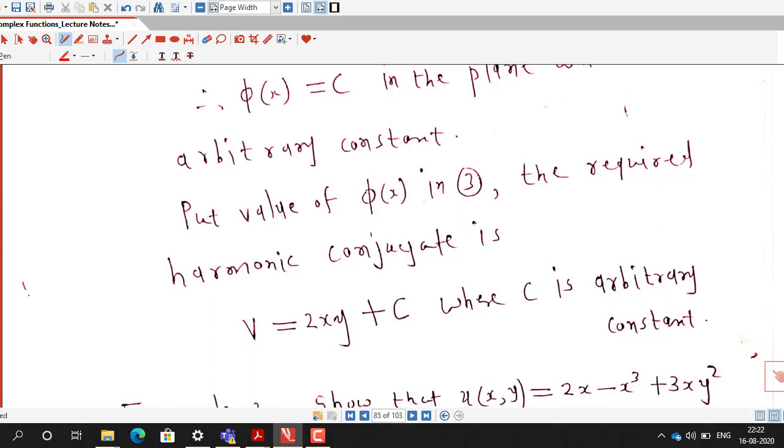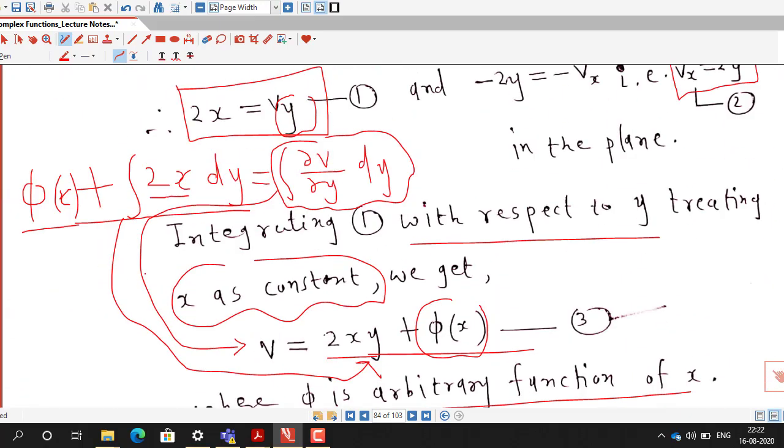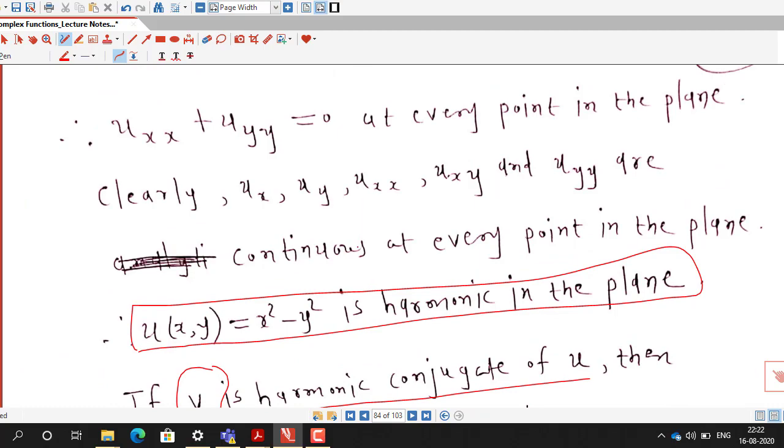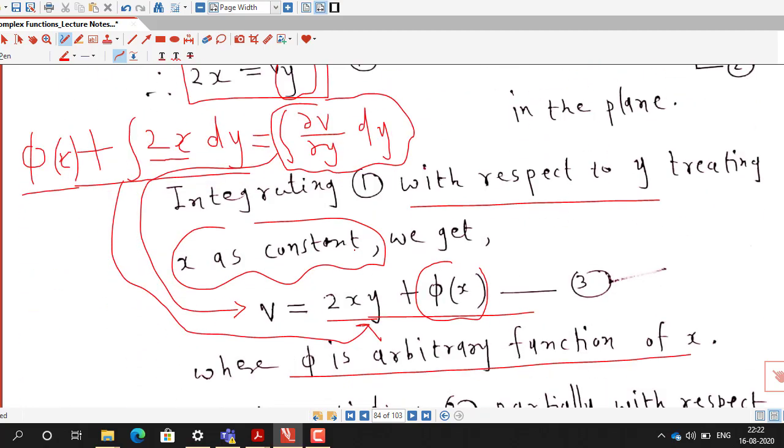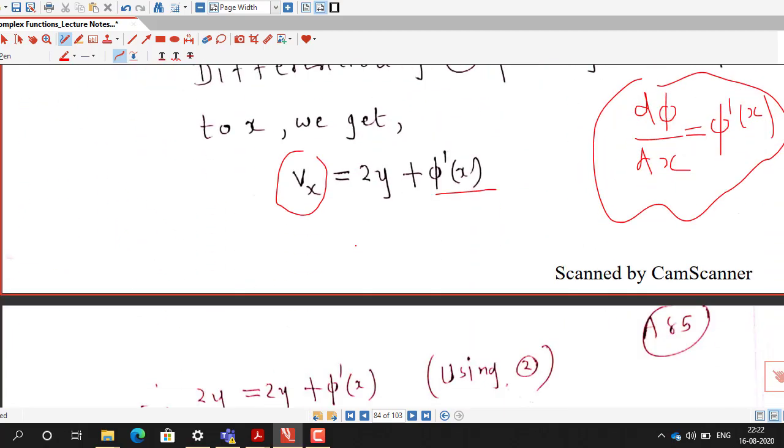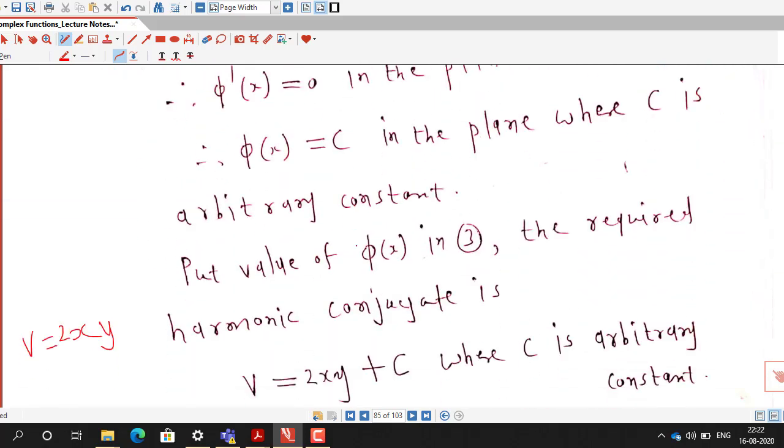So now you can decide harmonic conjugate of 2xy, and you will see that it will be different from u equal to x square minus y square. It is not necessary that if v is harmonic conjugate of u, then u is also harmonic conjugate of v. So you can go by the same method, and you can find out the harmonic conjugate of function 2xy. It will be different from x square minus y square.